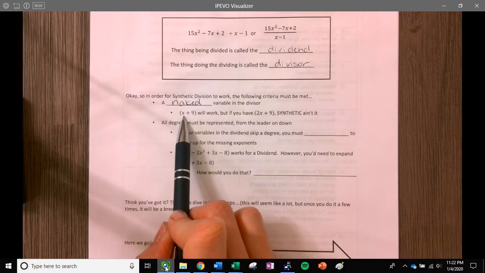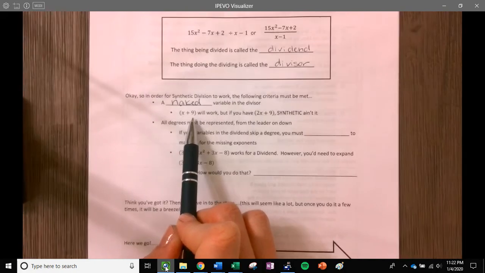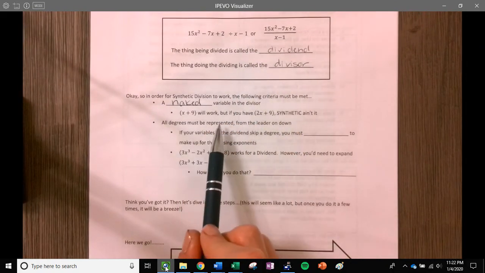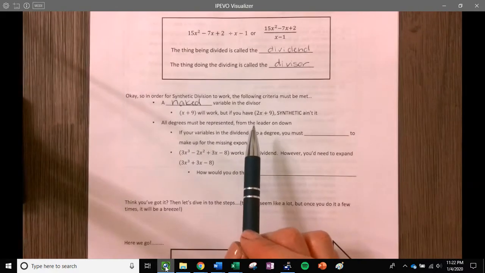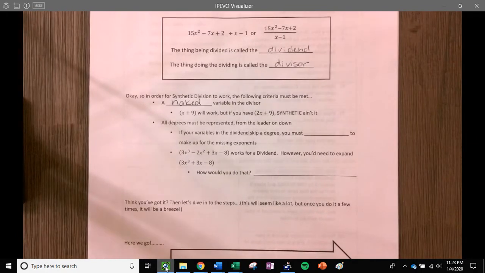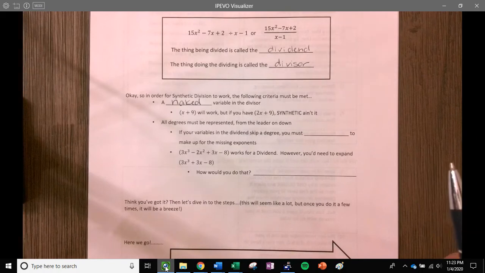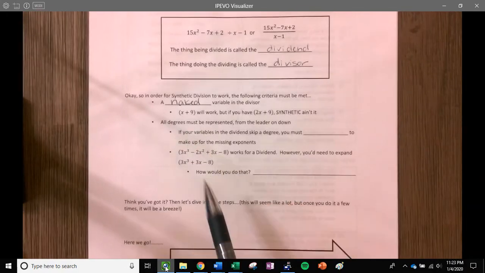If we have a naked variable in the divisor, again, in the little part, the thing doing the dividing, the thing that comes after the division symbol or under the bar, okay, then we know it will work. But if you have a coefficient on the x, technically synthetic will work. You have to do an extra step in order to make it work. And if you know me, you know I'm not about the extra step. I want to do it the easy way. I want to do it the quickest way possible. So if you have a coefficient on the variable, then you're going to want to use long division. It's just going to be easier. Synthetic ain't it. But if you've got no coefficient on your variable, then you will be good to go.